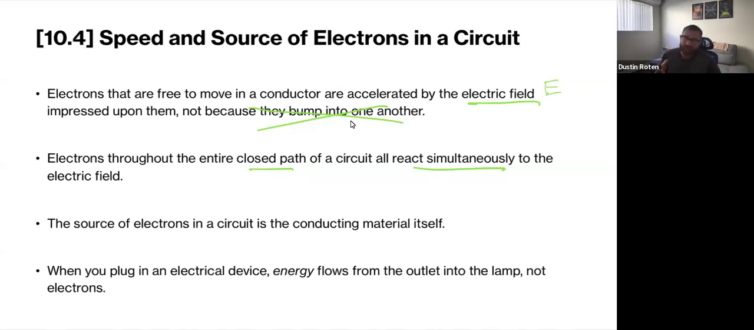Those electrons also do not come out of the wall and flow through the circuit if you plug in something. The source of the electrons in the circuit is within the material itself. They were already there, okay? So when you plug in your cord, you're using the electrons in the cord to your vacuum cleaner or your toaster. You're not getting electrons out of the wall.